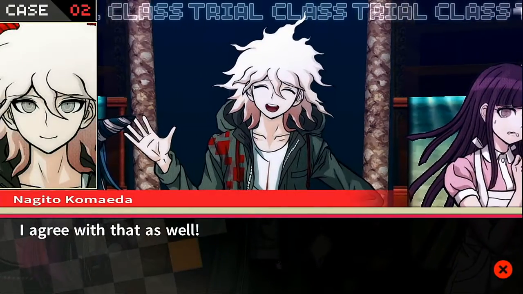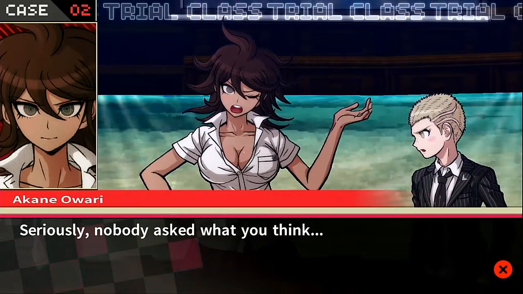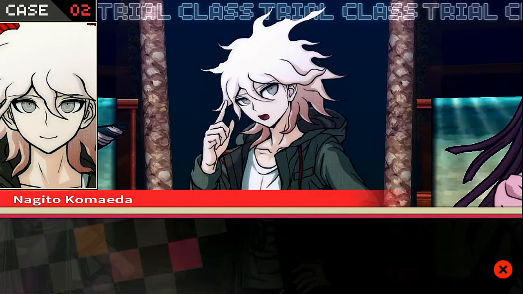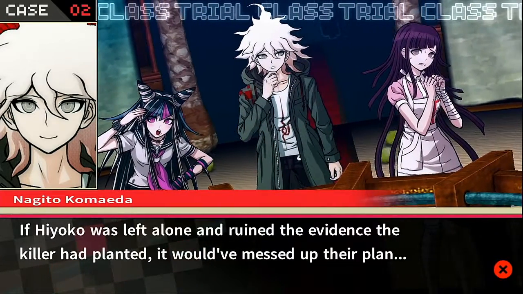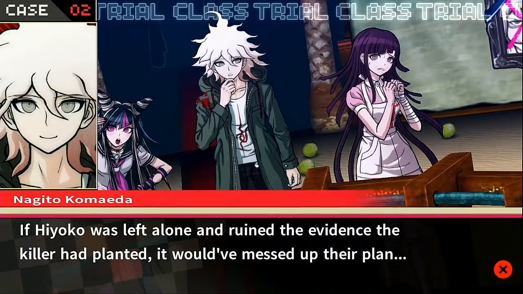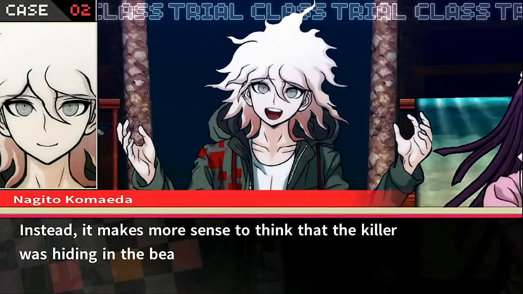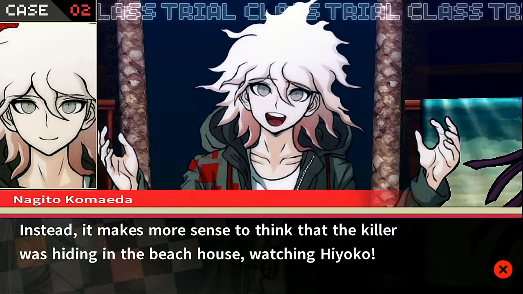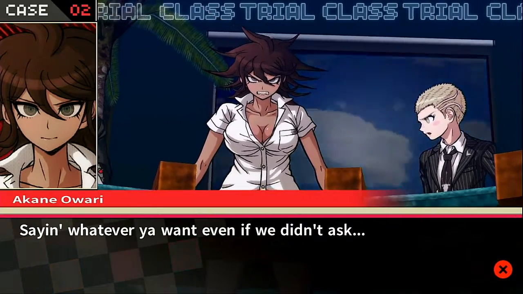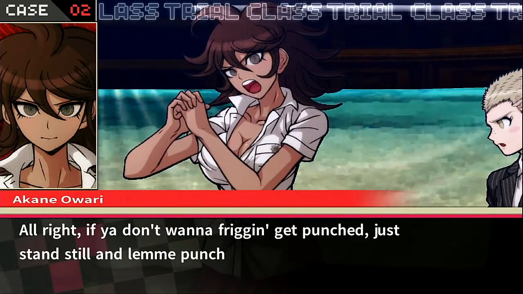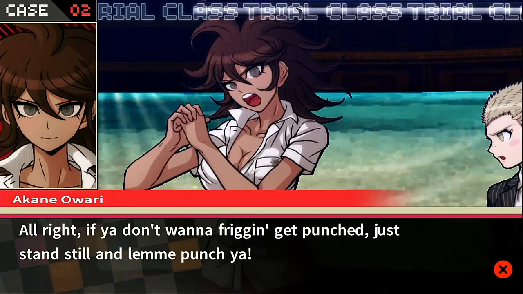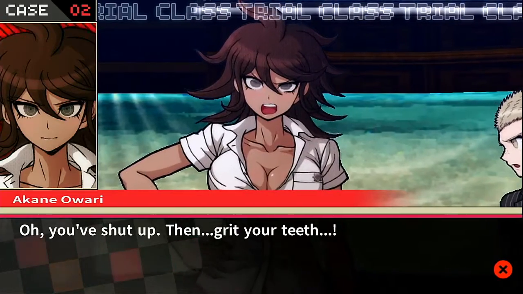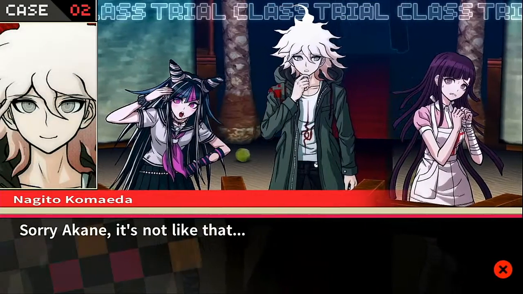I agree with that as well. Seriously, nobody asked what you think. There's no way the killer would leave Hyoko by herself if they were trying to frame her. If Hyoko was left alone and ruined the evidence the killer had planted, it would have messed up their plan. Instead, it makes more sense to think that the killer was hiding in the beach house, watching Hyoko. Say whatever you want, even if you didn't ask. All right, if you don't want to friggin' get punched, just stand still and let me punch ya! Oh, you shut up. Then, grit your teeth. Sorry, Akane. It's not like that.